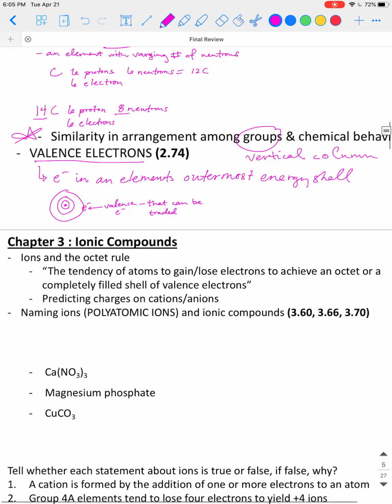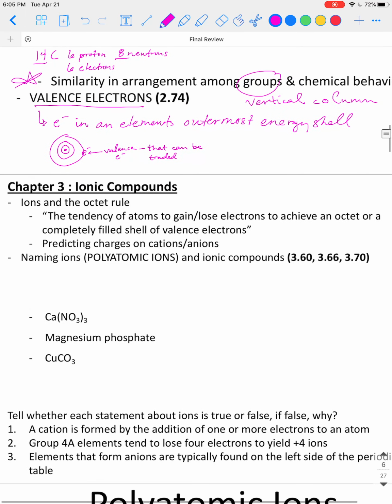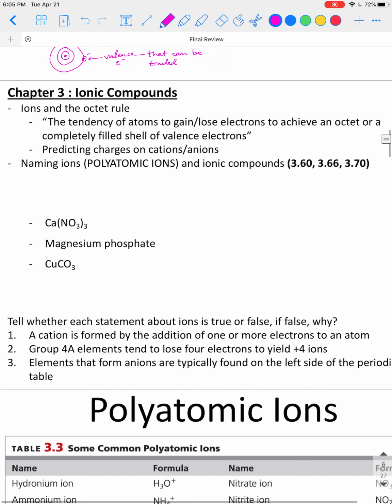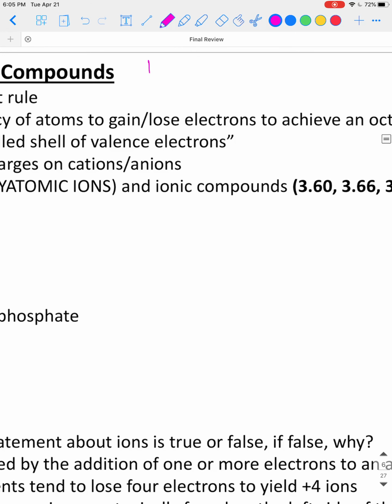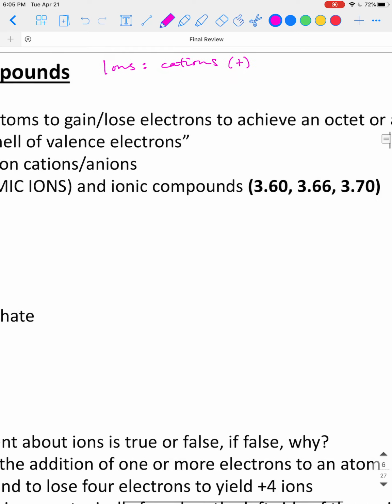Or be like a noble gas by gaining 1 or 2 or 3 valence electrons, and those become your anions. Okay, all of this talk actually has bled over into chapter 3 already. Okay, ions and the octet rule. So I just gave a little skew about ions. I'm going to zoom in up here real quick. If we have ions, there are 2 kinds.